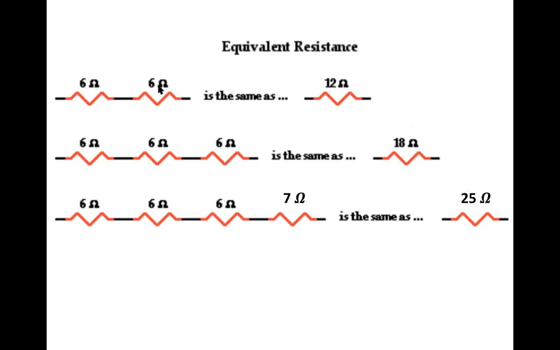Note that these just happen to coincidentally have the same ohms value. We can certainly have several resistors in a row that do not have the same resistance value. So 6 plus 6 plus 6 plus 7 is 25 ohms.